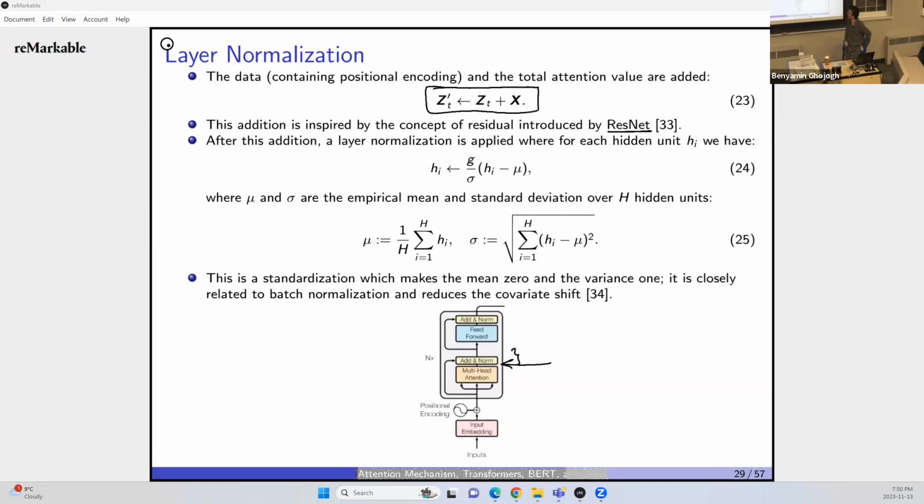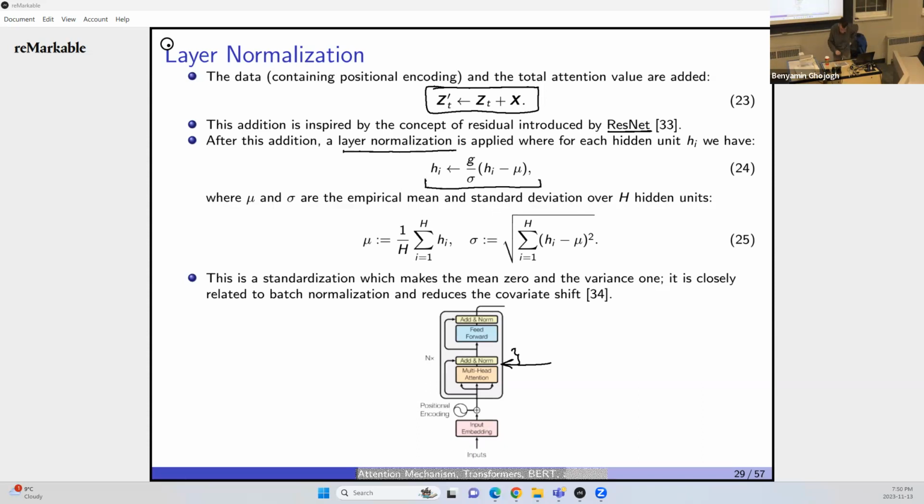Recall the ResNet lecture, right? Then we are also using residual learning here. And then norm. What is norm? This is called batch normalization. Do you remember batch normalization? Do you remember? It is for reducing the covariate shift. They remove the covariate shift. So after this addition, a layer normalization is applied.